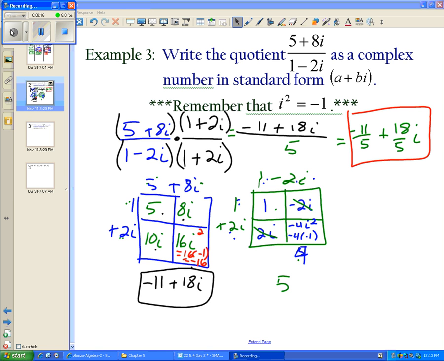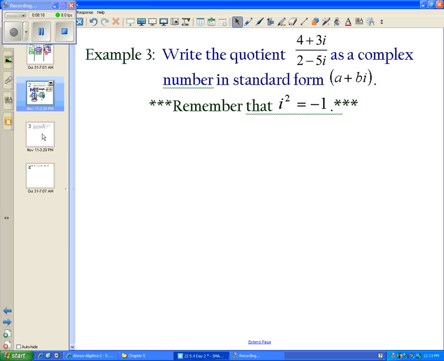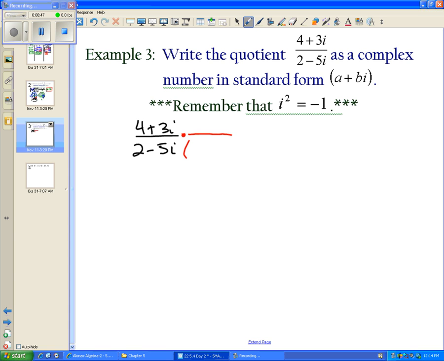Let's go ahead and try one more division example so you can see it one last time. Write the quotient 4 plus 3i divided by 2 minus 5i as a complex number in standard form, a plus bi. A is the real part, bi is the imaginary part. Remember that i squared is negative 1. So same thing, 4 plus 3i divided by 2 minus 5i. I cannot have 2 minus 5i, an imaginary number, in my denominator. I have to multiply by my complex conjugate, 2 plus 5i, to both the numerator and the denominator.